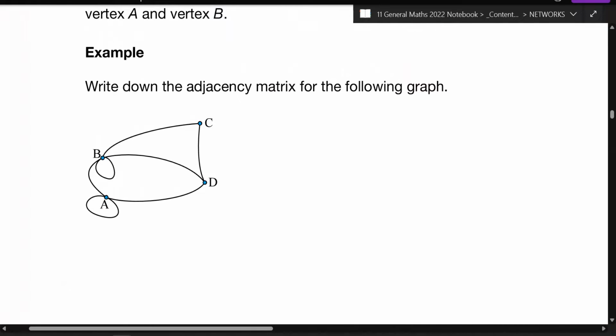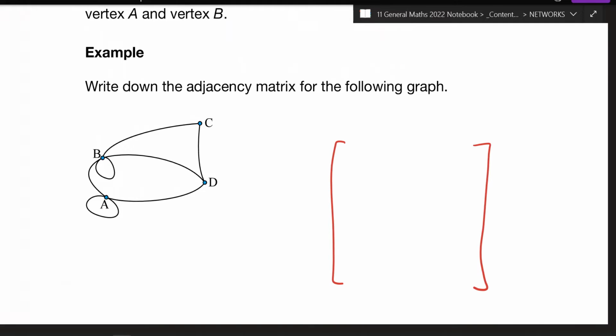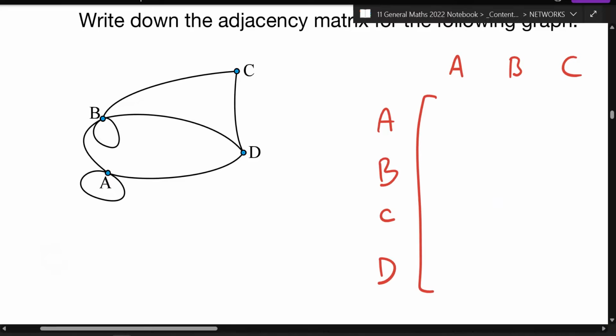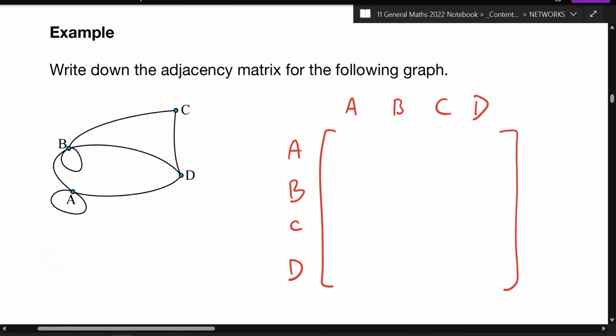So it's the same as how you would have always done your matrices. Make sure you've got space for this. And because there are 4 vertices, it's going to be a 4x4 matrix. So A, B, C, D, and then A, B, C, D. Give yourself space for this. So let's do it. A to A. Ooh, okay. What do we see here, guys? What's happening here? There's a loop, so that's going to be 1. I'm reading this as A to A, or A to B, so I'm going that way. Doesn't really matter too much because all your networks are going to be bi-directional. You can go both ways.